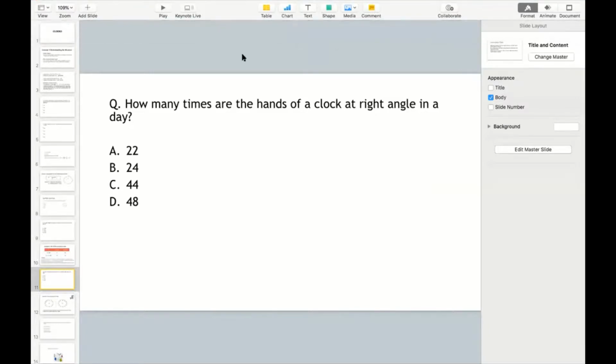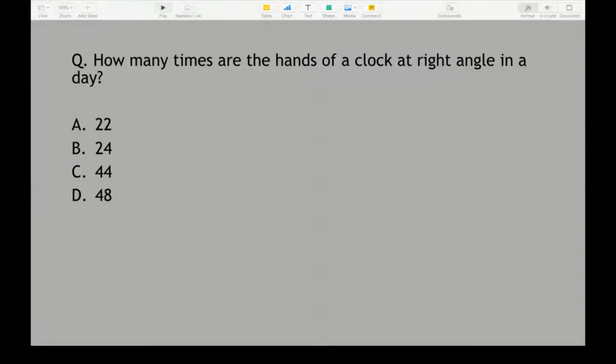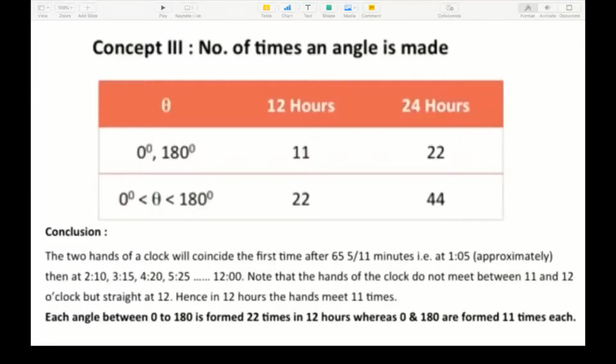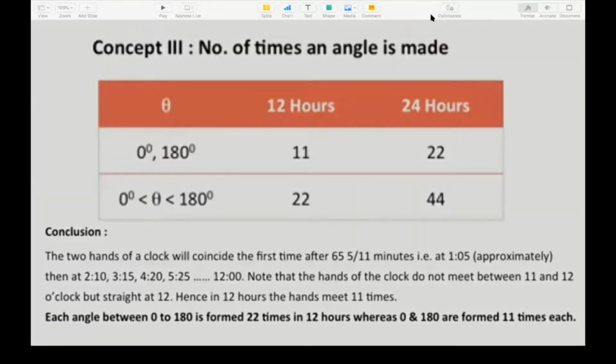Very good, everyone. The answer is 44 because they are talking about right angle. Right angle means 90 degrees. So we just saw in the previous slide that any angle apart from 0 and 180 occurs 44 times in 24 hours. Okay, and 90 degrees will also come here. So the answer will be option C.